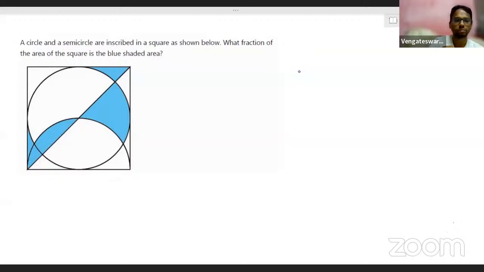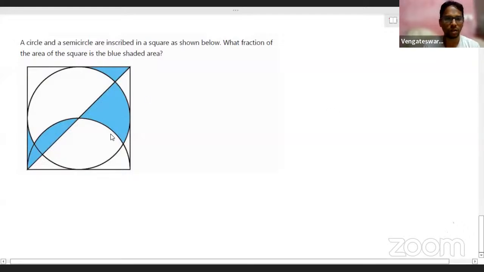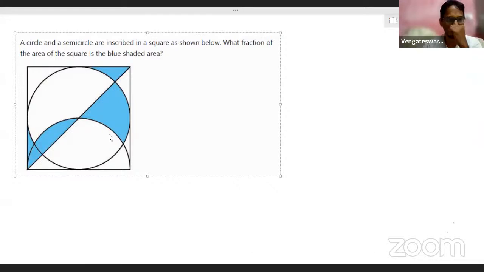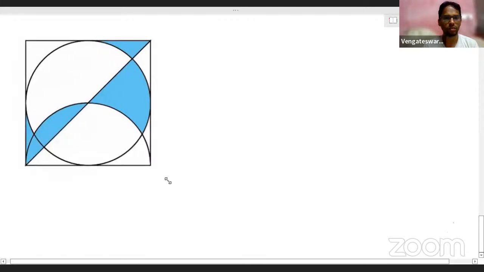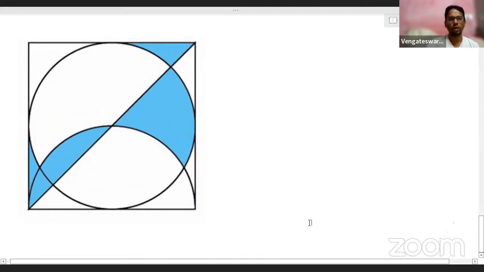Now I just want to magnify this given picture, so I'll remove this and paste it again. So what's your question? Your question is, what fraction of the full square is shaded blue? This is your question, right? So let me repaste that question. All right, this is your figure. And remember, we need to find the fraction of the area that is shaded in this blue color.